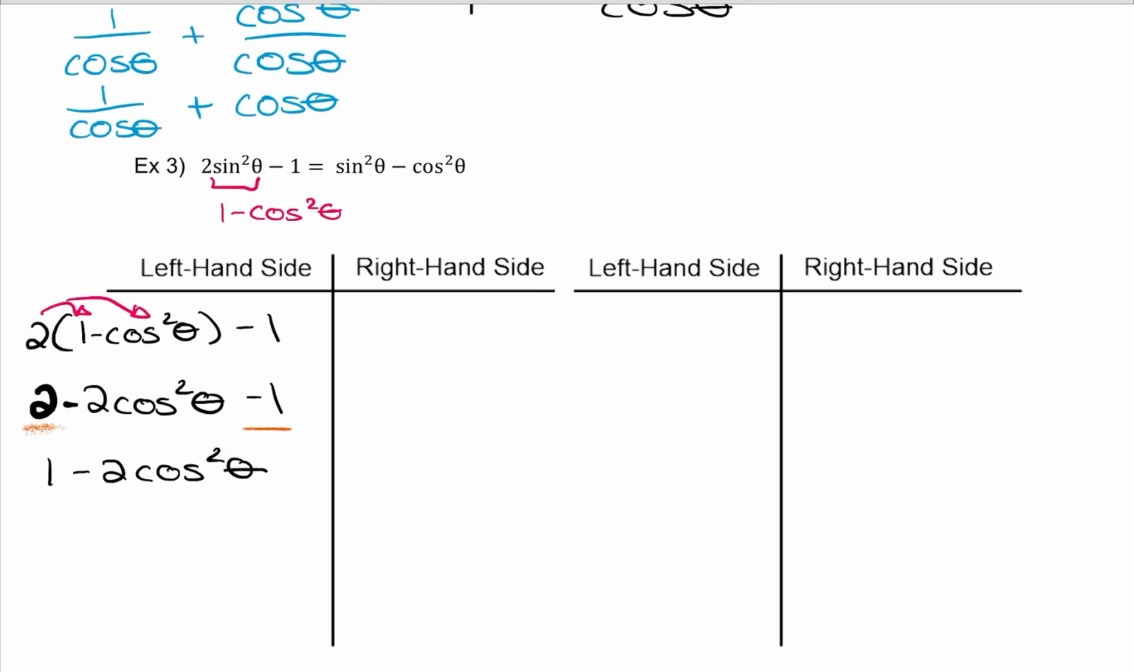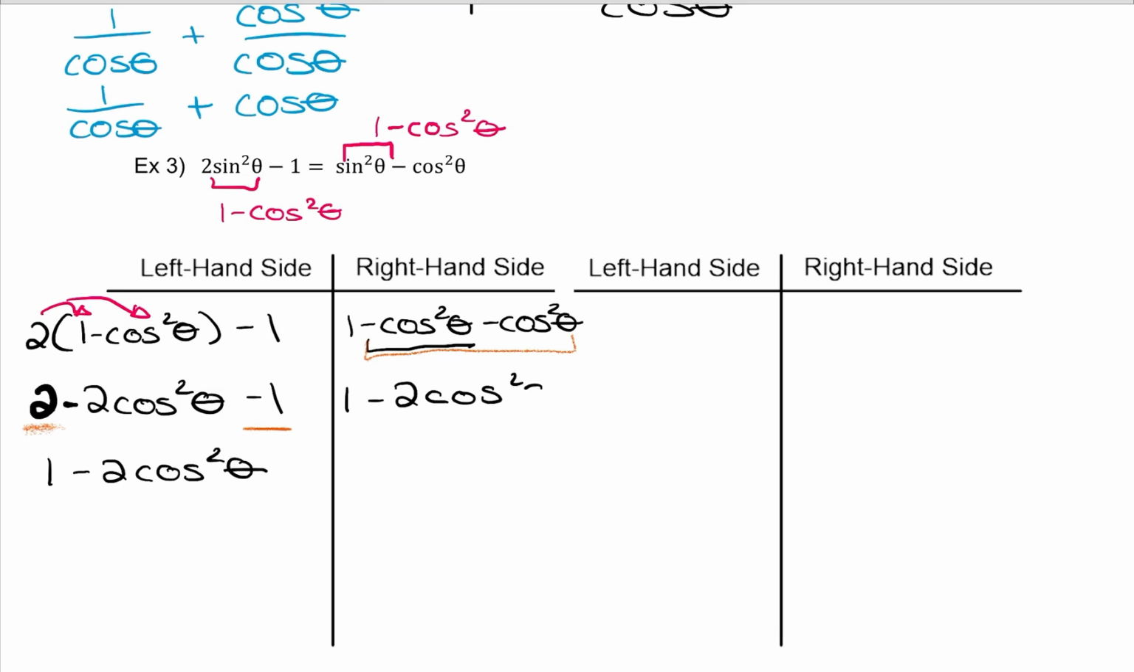So now when I look at my right-hand side, I say to myself, well, if I do the same substitution, then my right-hand side will also only have coses. So I'm going to take my right-hand side, I'm going to change that sine squared to 1 minus cos squared, and then I still have that second cos squared theta being subtracted. Now I'm going to put together my like terms.